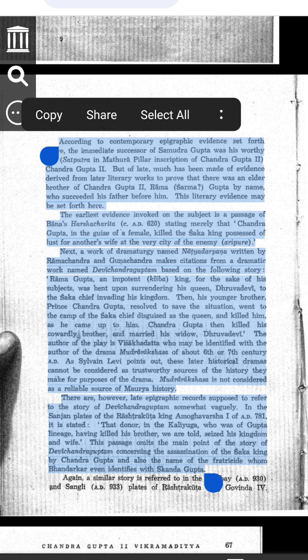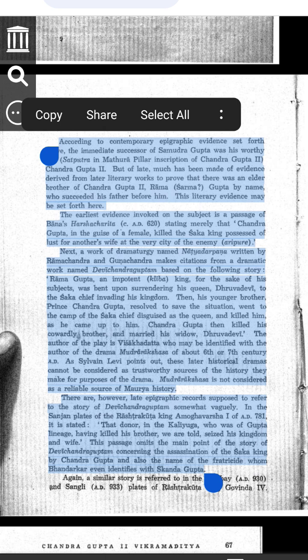Can we trust this story? Historians do not fully trust this story because, 1. It was written much later, not during that time. 2. It appears in a drama, which might have been written for entertainment, not history. 3. Another play by the same writer, Mudrarakshasa, has many historical mistakes.